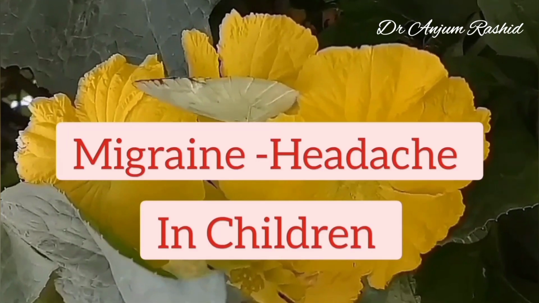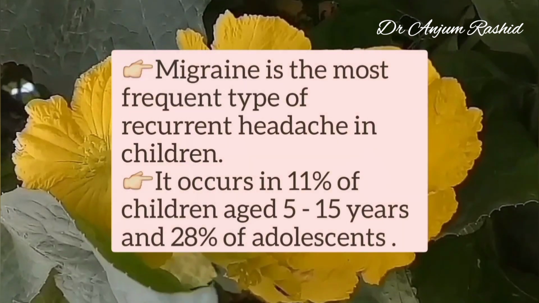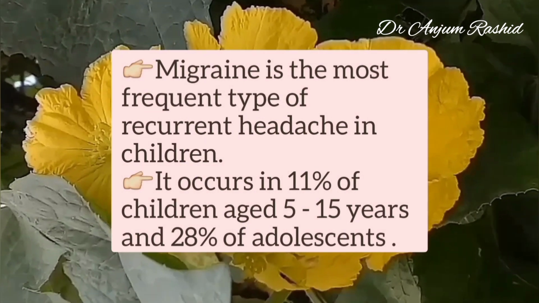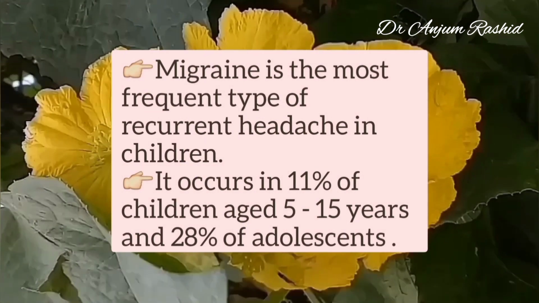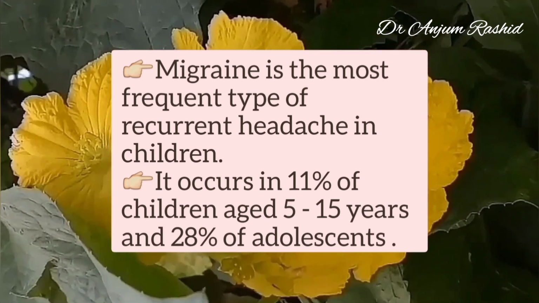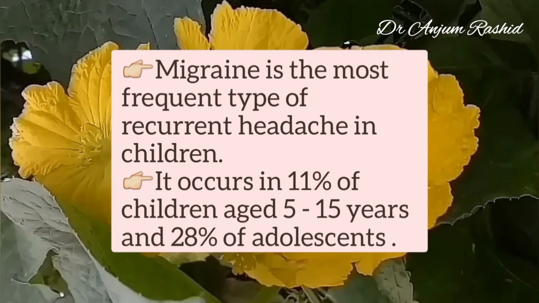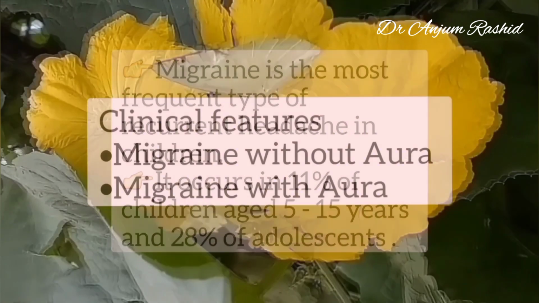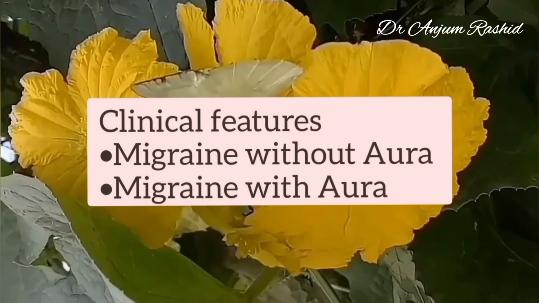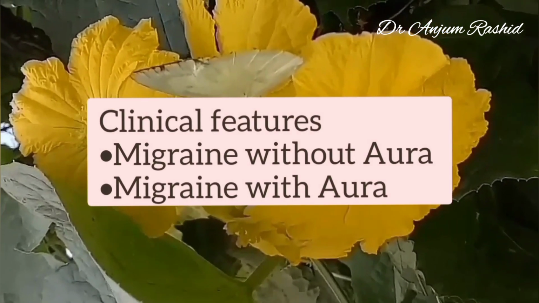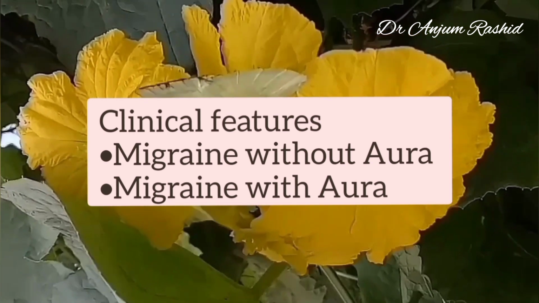This video is about migraine headache in children. Now, migraine is the most frequent type of recurrent headache in children. It occurs in 11% of children aged 5 to 15 years and 28% of the adolescent. Clinically, migraine is divided into two types, migraine without aura and migraine with aura.